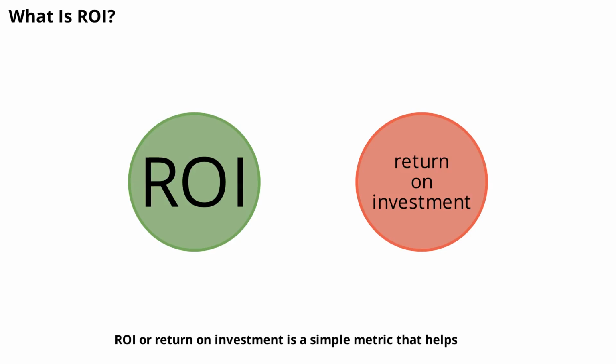ROI, or return on investment, is a simple metric that helps you measure the profitability of an investment. In the context of knowledge-based software, ROI tells you how much value you're getting compared to what you spend. It's usually expressed as a percentage and helps you decide if the software is worth the cost. The higher the ROI, the better the investment. Next, let's look at the basic formula for calculating ROI.